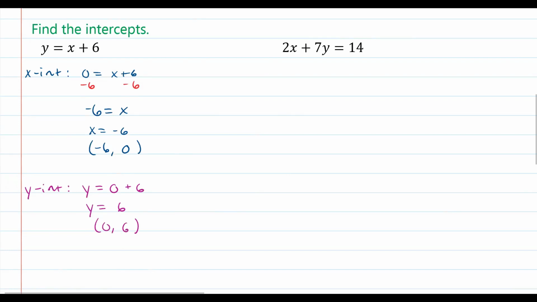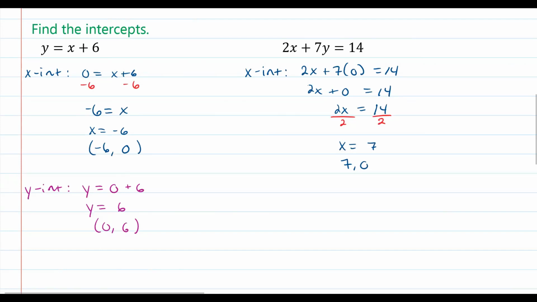Let's go to my second equation, and similarly, let's start with the x-intercept. Now I will replace y with 0, so it'll be 2 times x plus 7 times 0 is equal to 14. 7 times 0 is 0, so I have 2x plus 0 is equal to 14, which I could just rewrite as 2x, since 2x plus 0 is just 2x. Now I'd like to divide both sides by 2, to give me x is equal to 7. So my x-intercept is the ordered pair (7, 0).